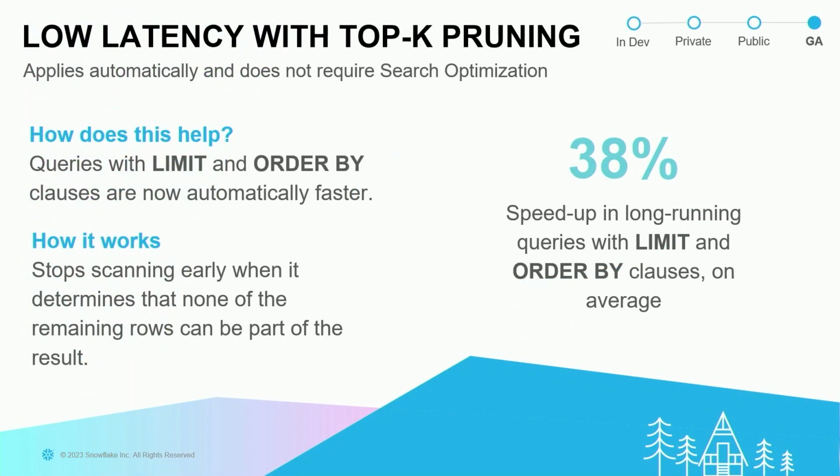So essentially, in Snowflake, that would mean a query which has both a limit and order by. We have a new improvement where we smartly determine when to stop scanning, and we do not need to order all your data and then pick the top 5 items. So with this new improvement, we're seeing that your long-running queries or top K queries are almost 38% faster.